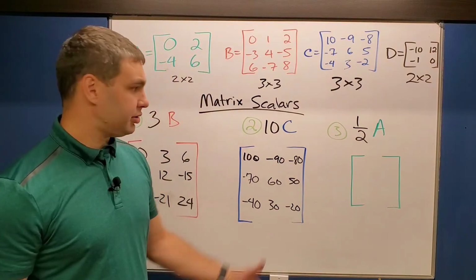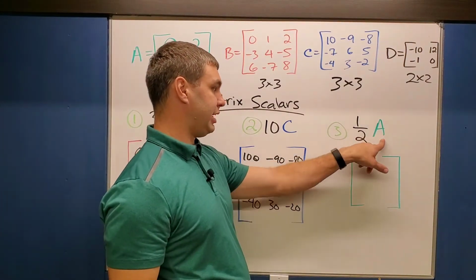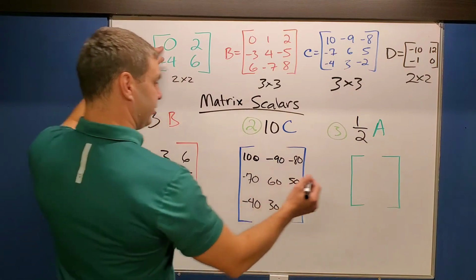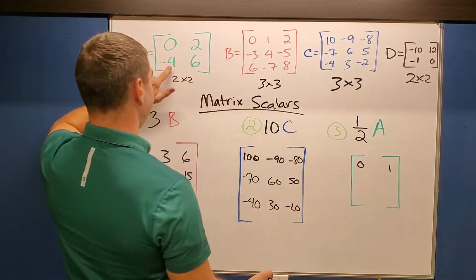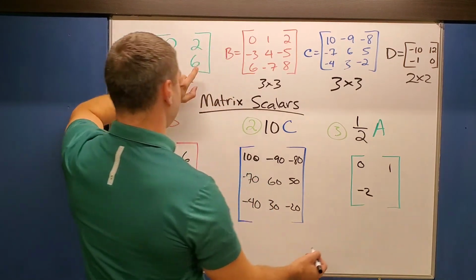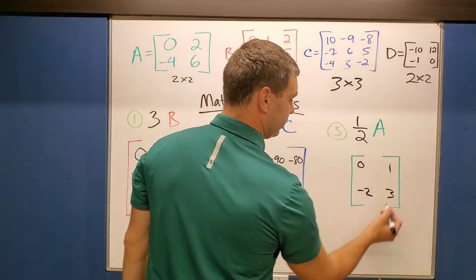Okay, and then you can also do fractions like 1/2 times a. A is up here. Half of 0 is still 0. Half of 2 is 1. Half of negative 4 is negative 2. And lastly, half of 6, of course, is 3.